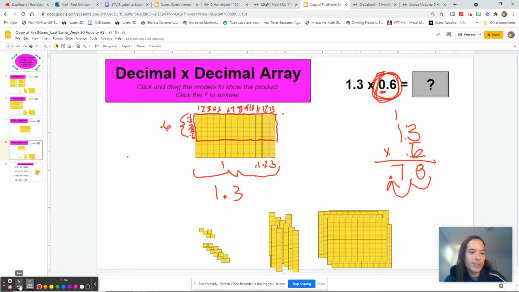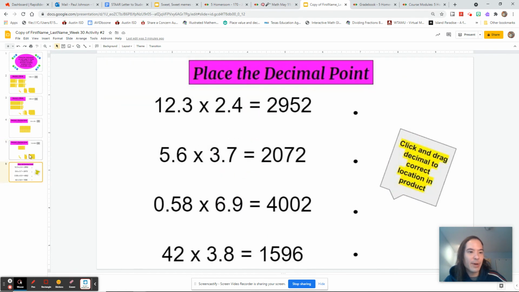This last page is just moving the decimal point. So we're just going to count how many decimal places are in our problem, and we're going to put that many in our solution. All right, so we have 1, 2 decimal places. So we'd move 1, 2 spots. 1, 2 decimal places. So we'd move 1, 2 spots. 1, 2, 3 decimal places. So we'd move 1, 2, 3 spots. And on this one, we only have 1 decimal place. So we'd move 1 spot.